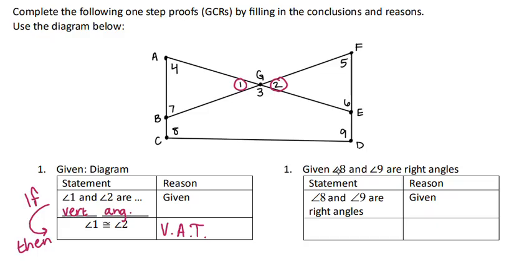This next one says 8 and 9 are right angles. So I'm given that these two angles are right angles. That was my given. Then I have a theorem that says if two angles are right angles, then they are congruent. So I would write angle 8 is congruent to angle 9. And the reason for that is the right angle congruence theorem.